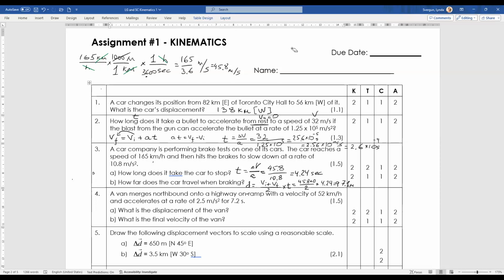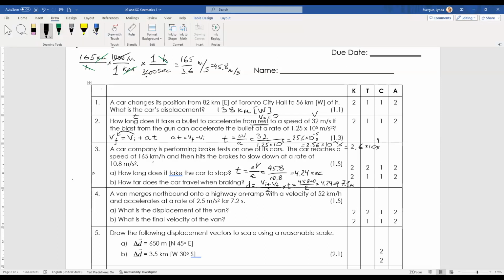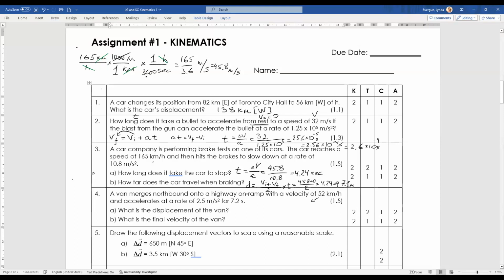Next one. Some car merges with velocity, again in kilometers per hour, so we need to change into meters per second. So divide by 3.6. 52 divided by 3.6 is 14.4. You have acceleration, you have time. What is displacement? Another formula for displacement: initial speed times time plus a t squared over 2. We have initial speed 14.4, time given, acceleration given. So just plug and chug.